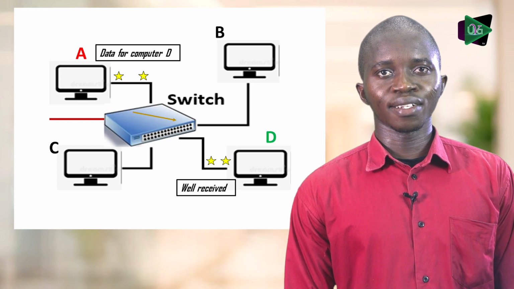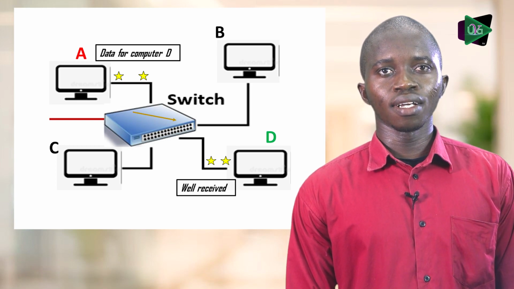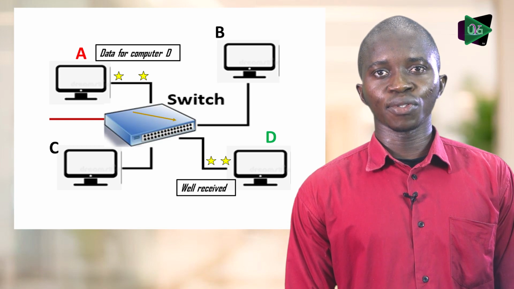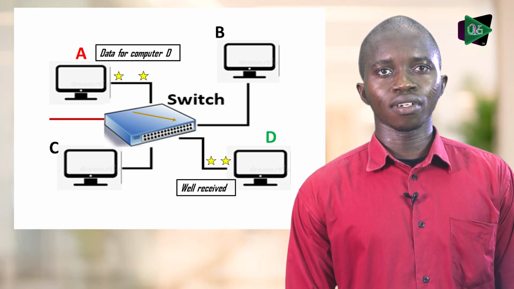I invite you again to have a look at this image. Very simply, we want computer A to send data to computer D. What is the role of the switch here? The role of the switch here is to filter the information so that only computer D receives the information from computer A. It means computer C and computer B are not allowed to receive the information from computer A, which is intended for computer D. That is one of the main important things about a switch.